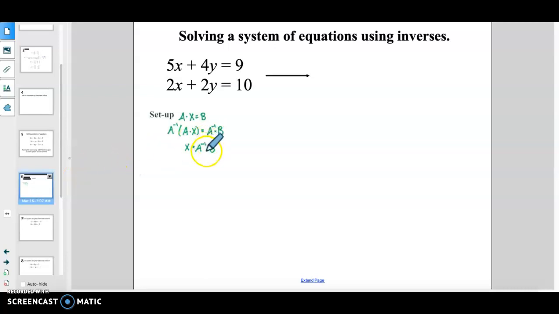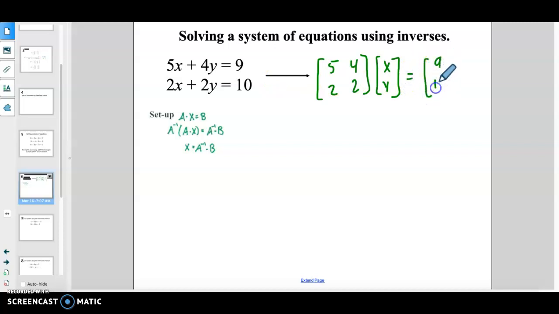Solving a system of equations with inverses involves first setting up our system of equations as matrices. You take the coefficients of the x's and y's and put them in a matrix. Then those being multiplied by x and y would give you this side of the matrix, and then it equals the right side, so it equals 9 and 10. So I have now turned my system of equations into matrices, and if I multiply this out, you would get that system. I'm going to call this matrix A, this matrix X, and this matrix B.